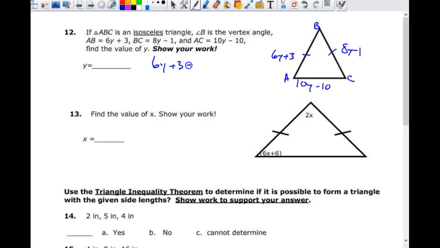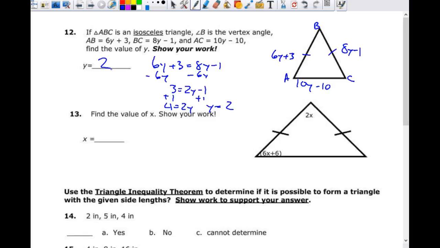6y plus 3 is equal to 8y minus 1. Minus 6y, we get 3 is equal to 2y minus 1, plus 1, plus 1. 4 is equal to 2y, y is equal to 2. Is that too fast?